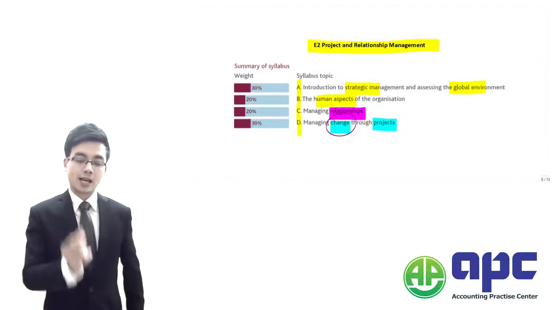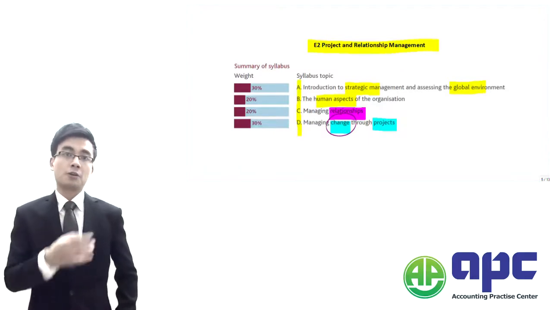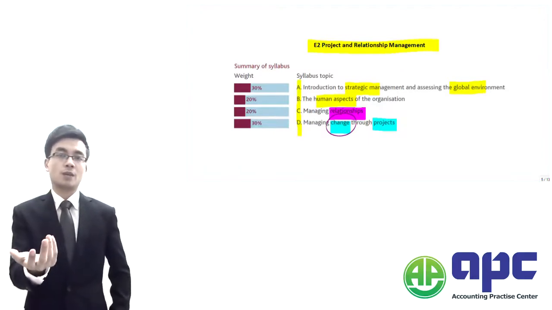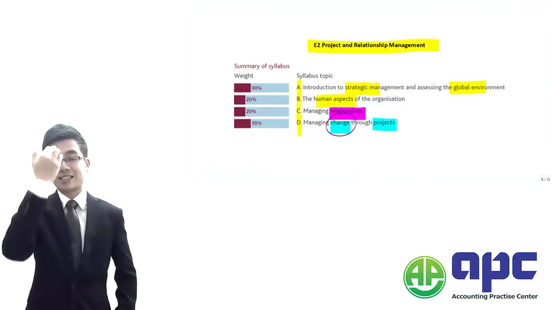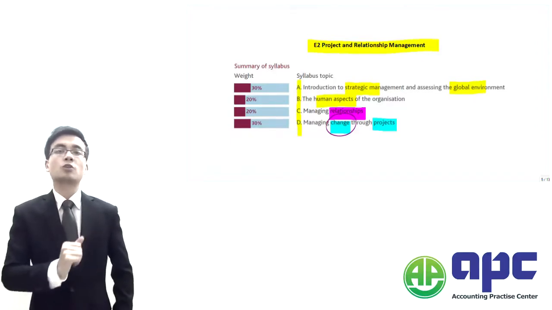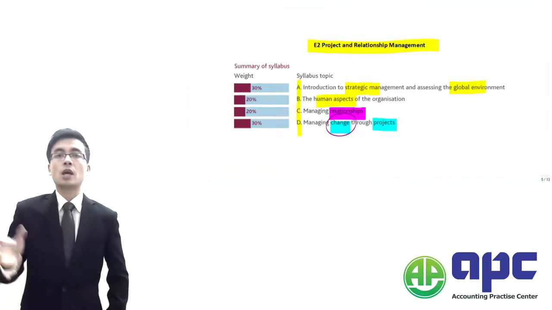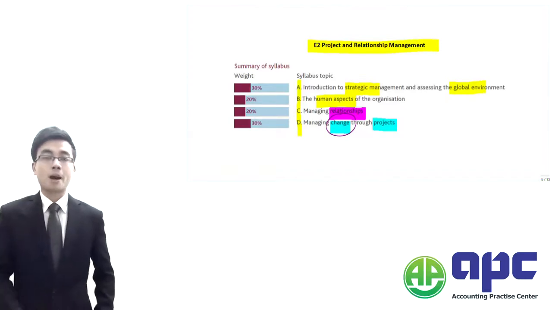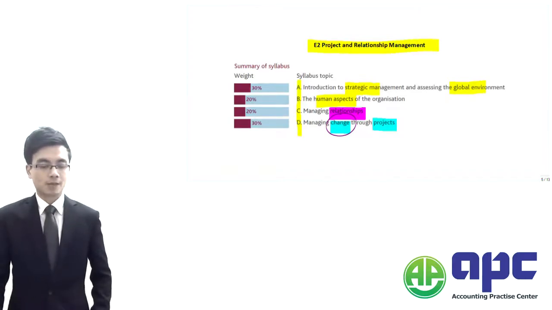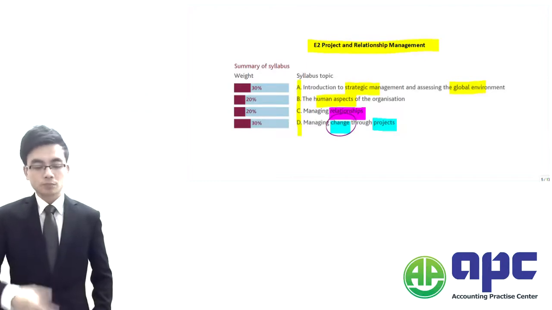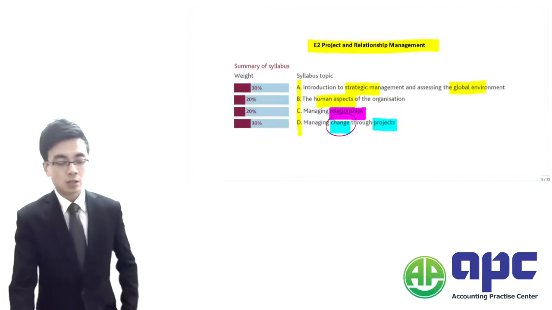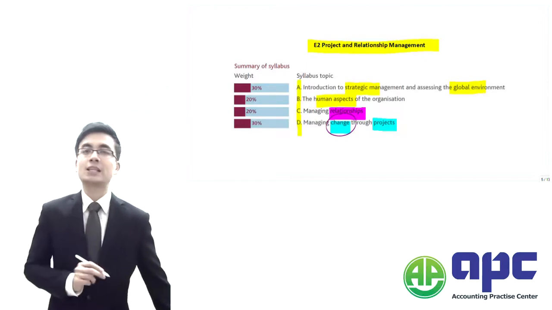So of course, how to manage the change? How are you going to change that situation? How are you going to manage that process? It's absolutely important. Of course, we're going to look at quite a lot of tools helping us to manage those changes smoothly later on. So those are the four sections within the E2 exam.